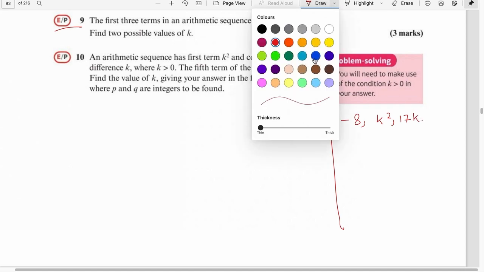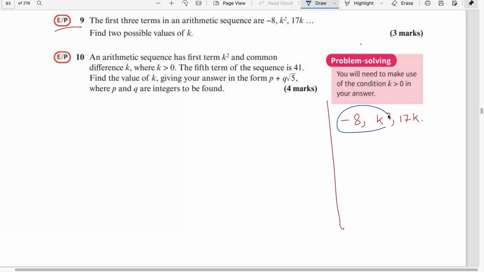Now I'm looking at these two conditions. First, these two differences would be equal to k squared minus 8, second value minus the first value. So this is d. And then I'm looking at the second two. The difference could also be 17k minus k squared, second value minus first value. Now I'm going to equate these two differences.